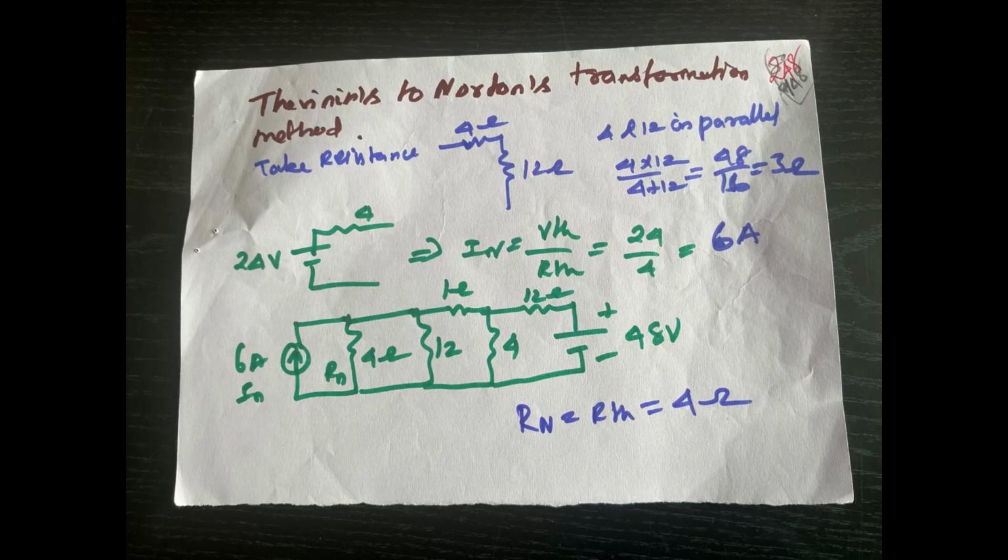RN is found, RTH is 4 ohm. Thevenin to Norton circuit: IN is VTH divided by RTH. That is 48 divided by 12, 4 ampere. RN is RTH, which is 12 ohm. That is, the 12 ohm is connected to the 48 volt and the 4 ohm is connected to the 24 volt.